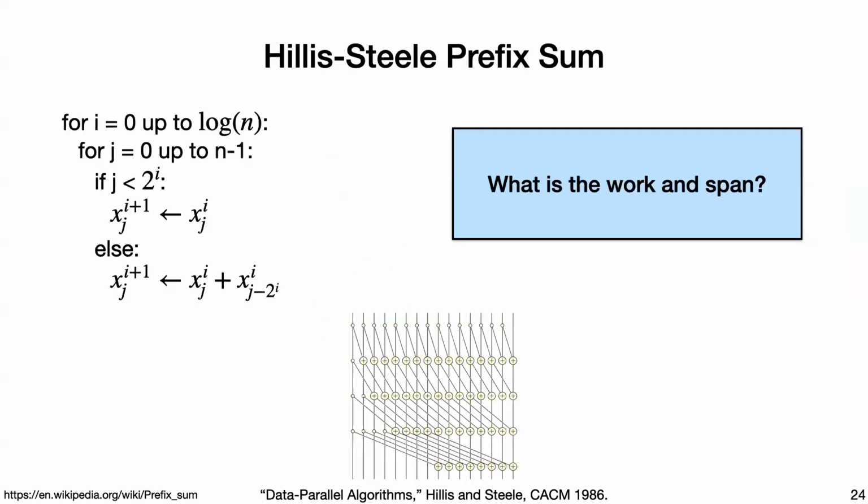One of the older algorithms for prefix sum is from Hillis and Steele, from a paper in 1986. Their algorithm is these two loops. The outer one goes from 0 up to log n, and the inner one goes from 0 up to n-1. If j is less than 2 to the i, where i is the index in the outer loop, then you just take the value from the previous step. Otherwise, you do an addition, based on your index j and j minus 2 to the i, where 2 to the i is the power of 2 at your current iteration. This is like a circuit diagram for how it works.